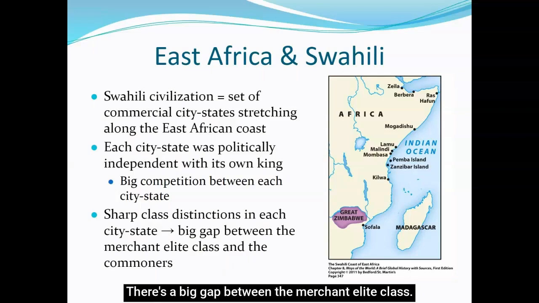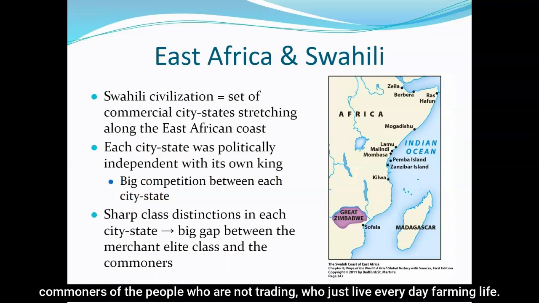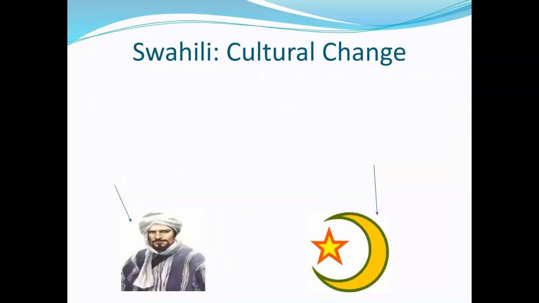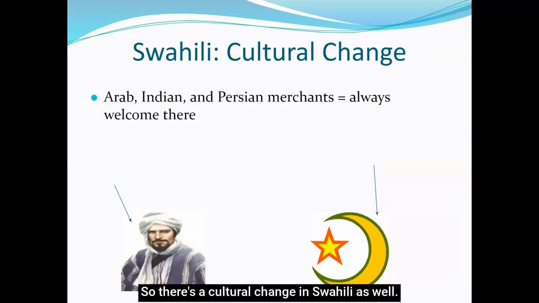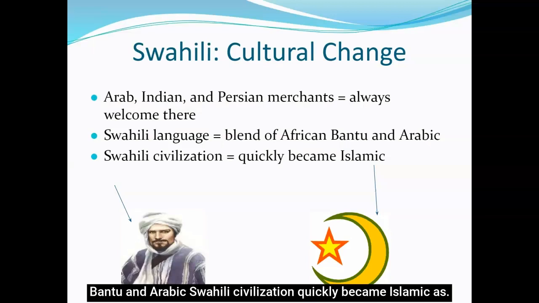So there's sharp class distinctions in each city-state. There's a big gap between the merchant elite class, so the people who are trading high up in society in East Africa, and the commoners, so the people who are not trading, who just live everyday farming life. So there's a cultural change in Swahili as well. Arab, Indian, and Persian merchants are welcome there. So Swahili language ends up being created, which is a blend of African Bantu and Arabic. Swahili civilization quickly became Islamic as well.